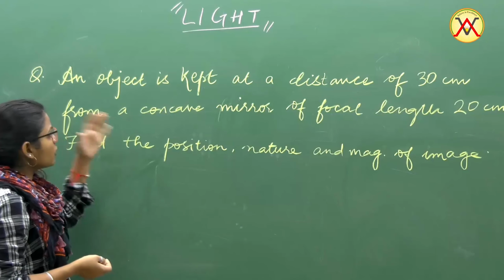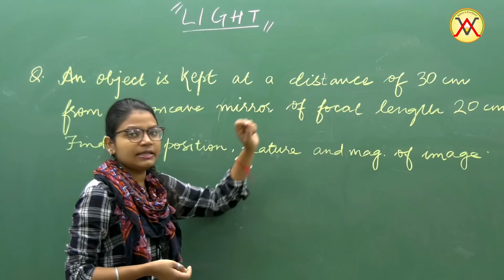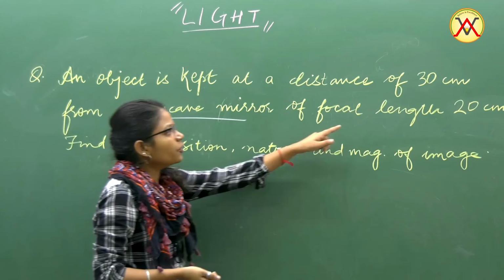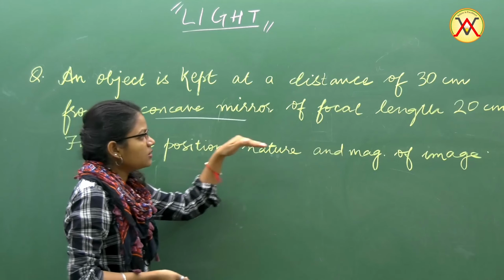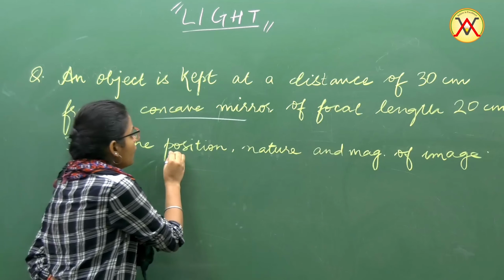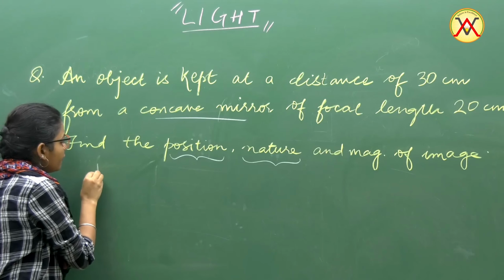Let's suppose we have a question which goes like, an object is kept at a distance of 30 cm from a concave mirror of focal length 20 cm. We need to find out the position, nature and magnification of the image. Alright, for position and nature, let us make use of the mirror formula.